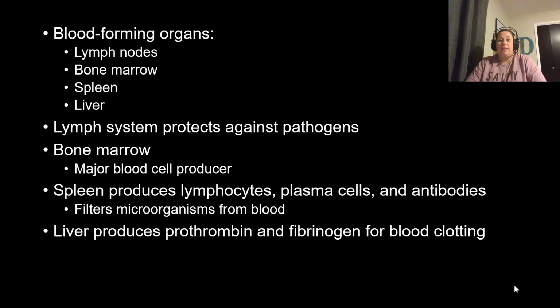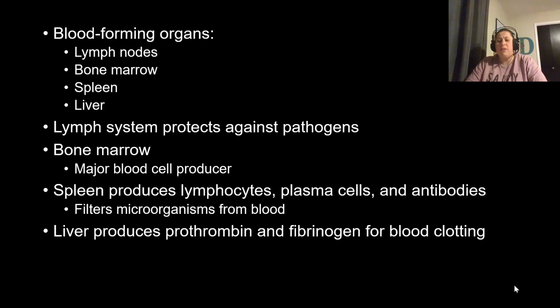Bone marrow is where the stem cells are located to create blood. The spleen produces lymphocytes and plasma cells, which help with making antibodies. These also filter out microorganisms from the blood and help trap things. Another thing the spleen does that's not listed here is that it helps recycle worn out red blood cells. After those red blood cells have served their 4 months, the spleen helps recycle them.